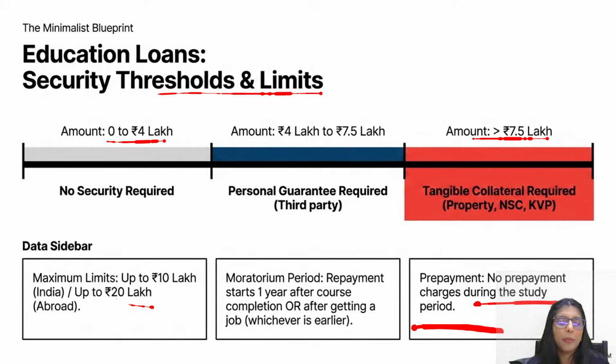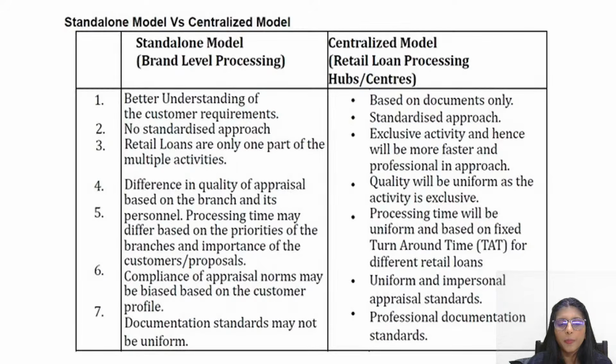What are the standalone model and the centralized model? Standalone model basically means each branch or unit works independently and performs most of the functions on its own. They are not dependent on each other. Each branch and unit has its own performance, its own strategy, its own process of working; decision making, customer service, and operations are handled locally.